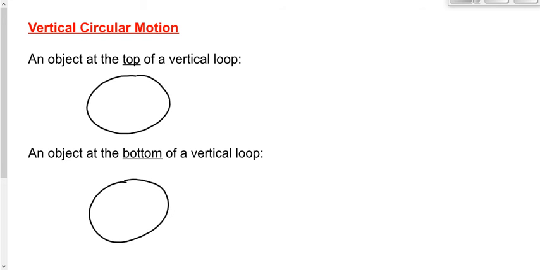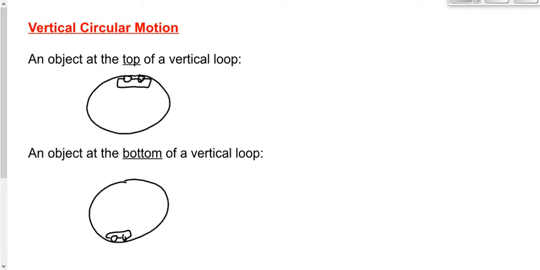Let's say for the top, we got a roller coaster cart upside down at the top of a vertical loop. Let's say for the bottom of the vertical loop, we've got, once again, a roller coaster car right side up at the bottom of the vertical loop. Now, what I want to do here is identify the forces that are acting on the roller coaster car in both places, at the top of the loop and the bottom of the loop.